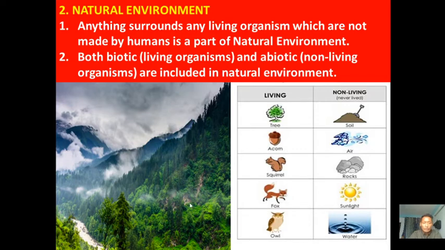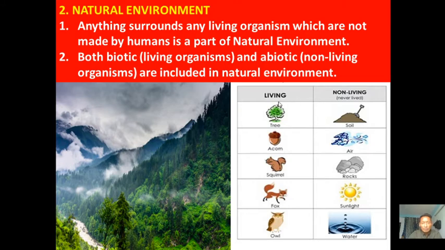If you look at the image here, this is a natural environment. There is no human inclusion in this particular environment. There is no road, no human settlement, and no agricultural land. So this picture shows the natural environment.